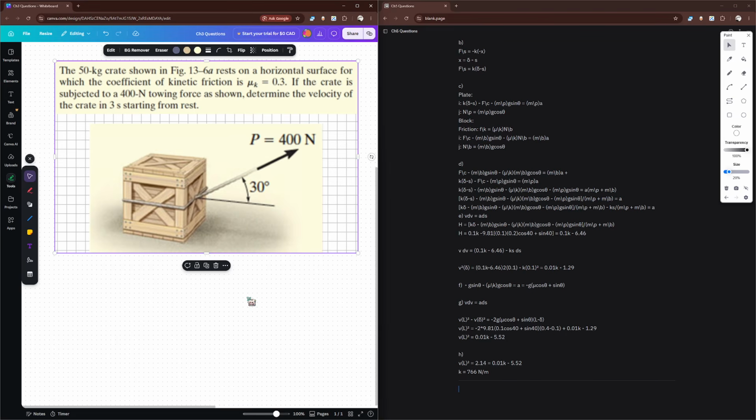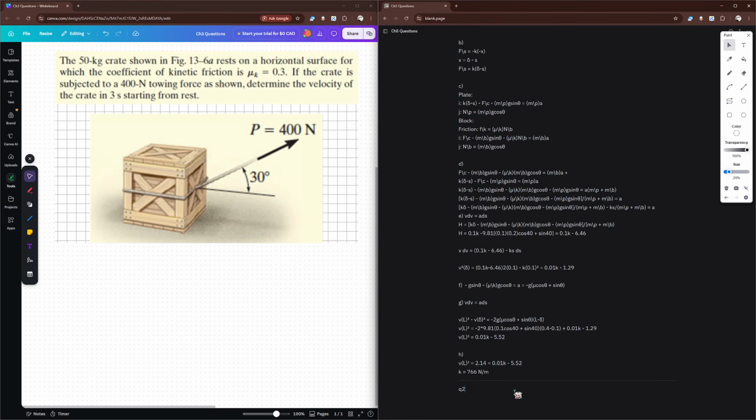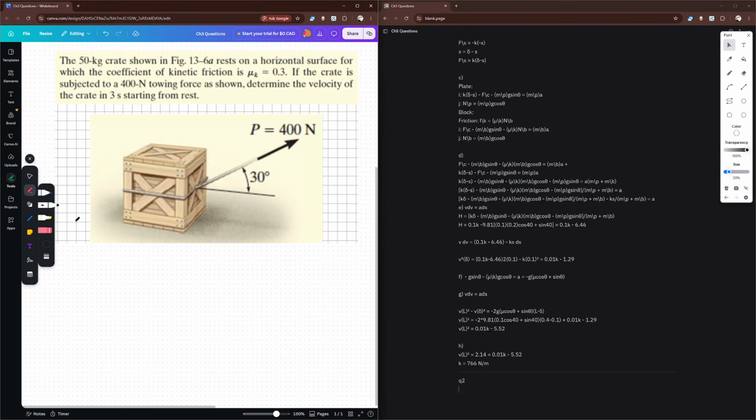Okay, so step 1, and this is Q2. Step 1 is draw your free body diagram and your kinetic diagram as well. So I'm going to say FB means free body and K means kinetic. So we're going to have a square, because even though you might think this could be in 3D, this is flat. So you can do it in 2D.